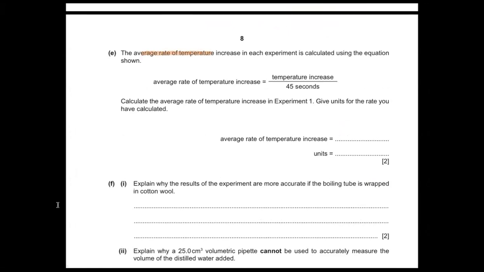Now, next part. The average rate of temperature increase in each experiment is calculated using the equation shown. Okay, temperature increase divided by 45 seconds. Calculate the average rate of temperature increase in experiment 1. Give units to the rate you have calculated.